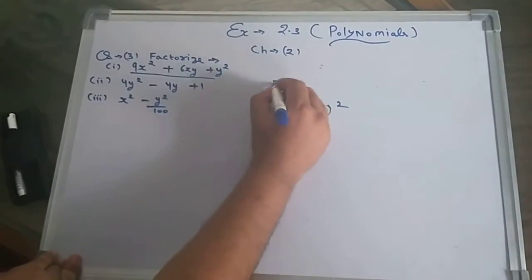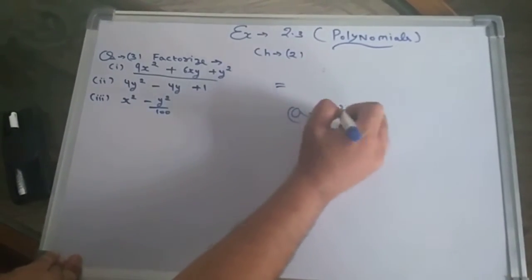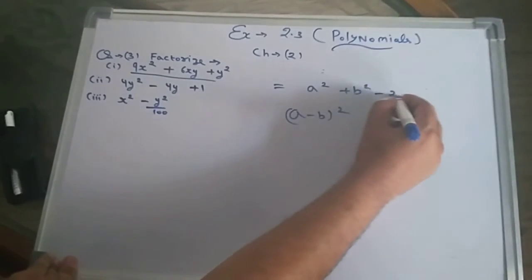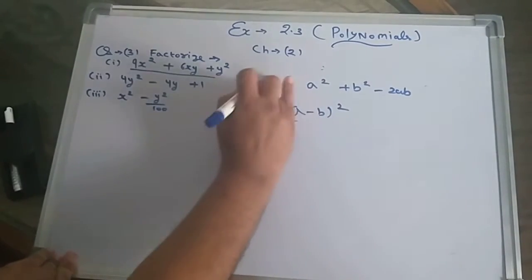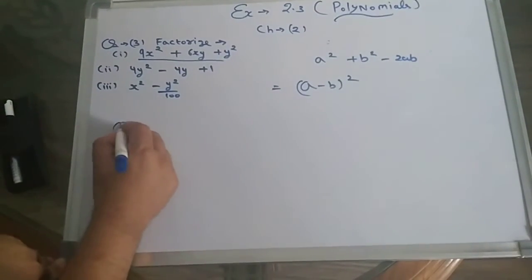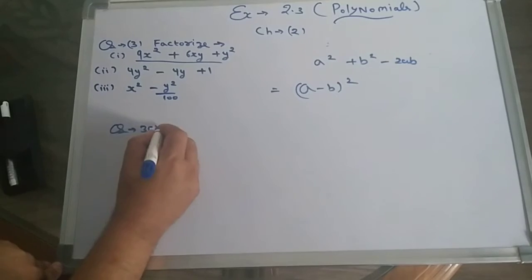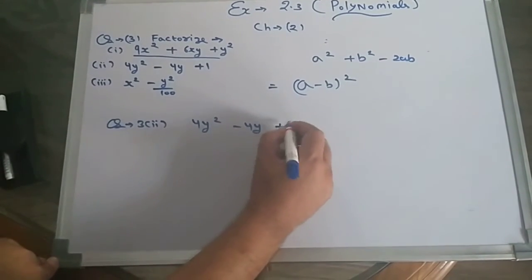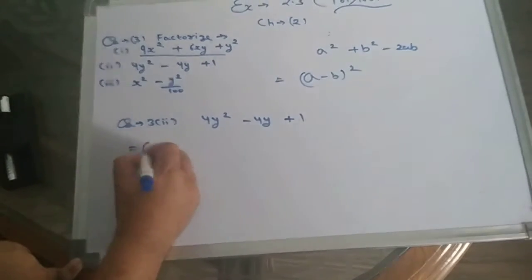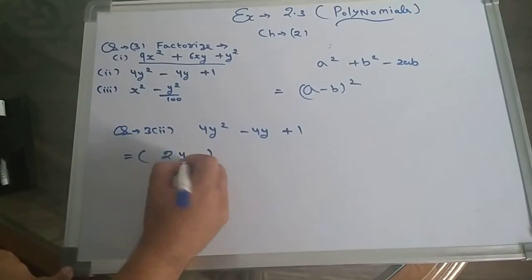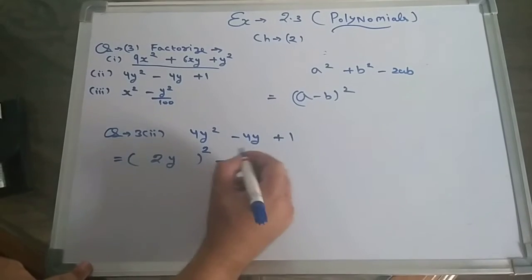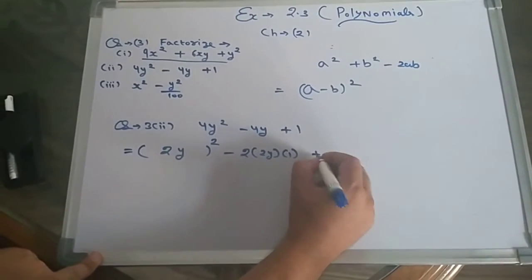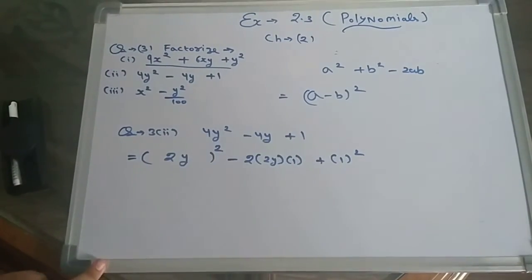We know from our previous lectures that (a minus b) whole square is a square plus b square minus 2ab. Now let us start with question number 3, part 2. It is 4y square minus 4y plus 1. Now you can write 4y square as (2y) whole square, minus 4y as 2 into 2y into 1, and 1 can be written as 1 whole square.